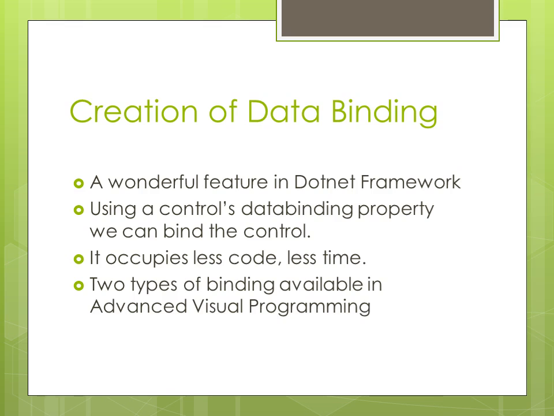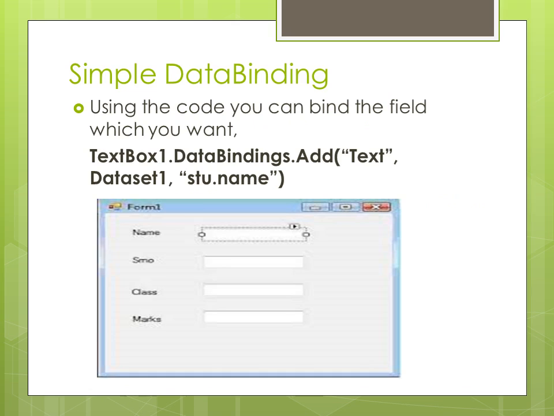Here, first there is a term, data binding, creation of data binding. It is a wonderful feature in the .NET framework. We can easily bind our data through the control. It occupies less code and less time, and there are two types of binding. One is simple data binding and another one is complex data binding. Let us discuss simple data binding.